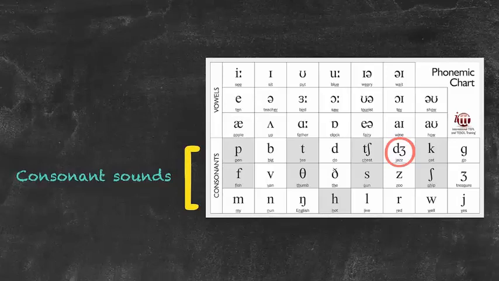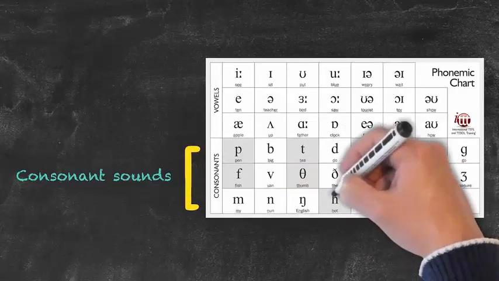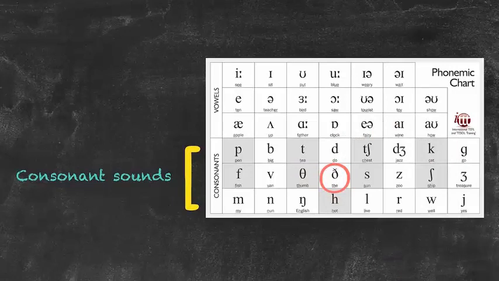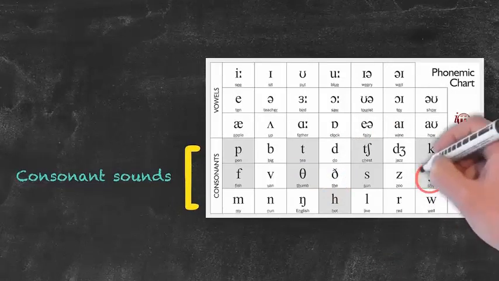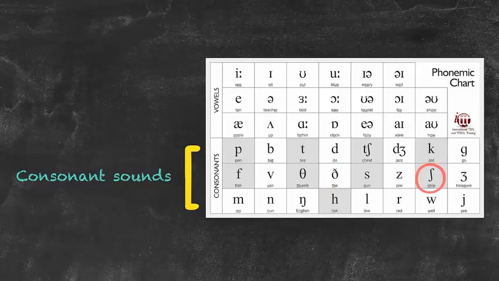Moving further down, we have our th sounds. One sound would be th, as in think. Another sound would be th, as in that. Moving over, we have this symbol, which represents the sh sound, sh. And this symbol, which represents the zh sound, as in measure.